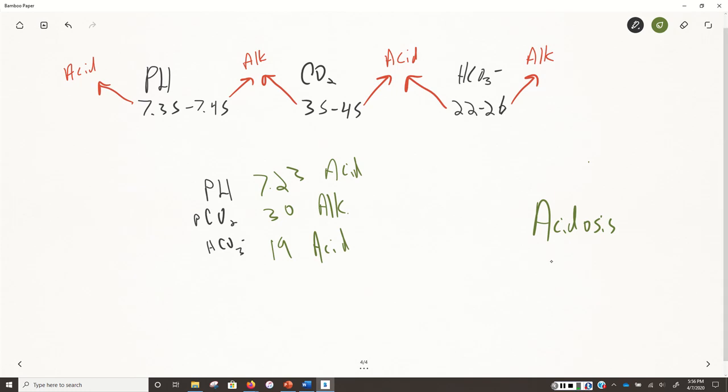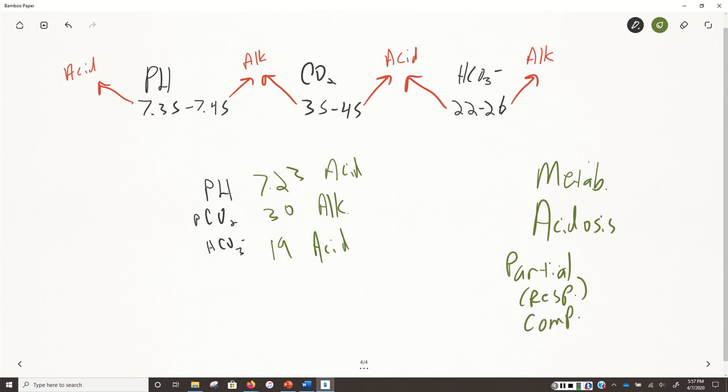This person has metabolic acidosis because the bicarb says acid, and that matches with the pH that says acid. What else do we know? Well, the PCO2 does not say normal, it says alkaline. It's the opposite of the other two, so that is partial respiratory compensation.